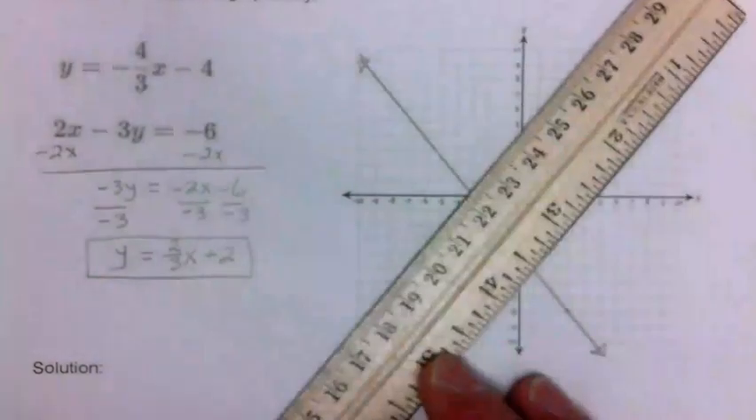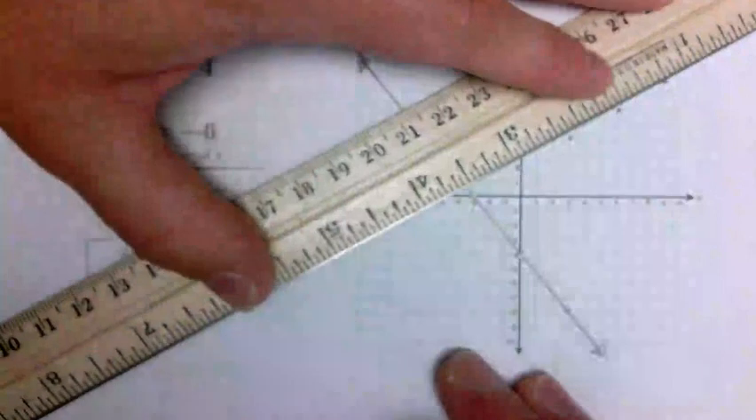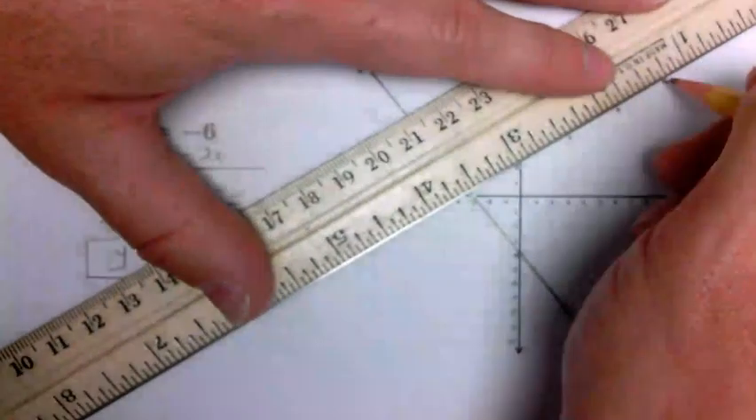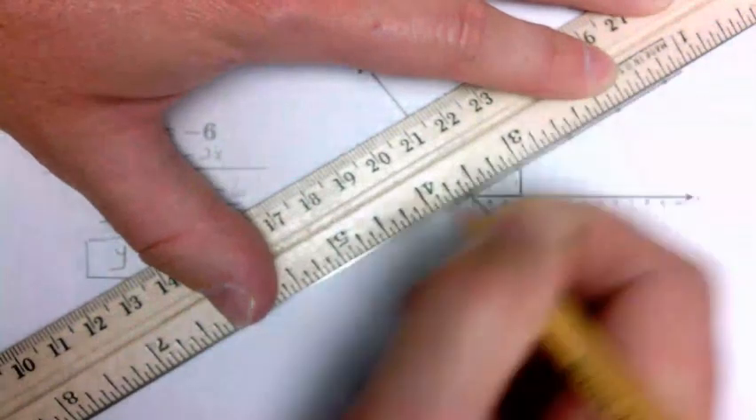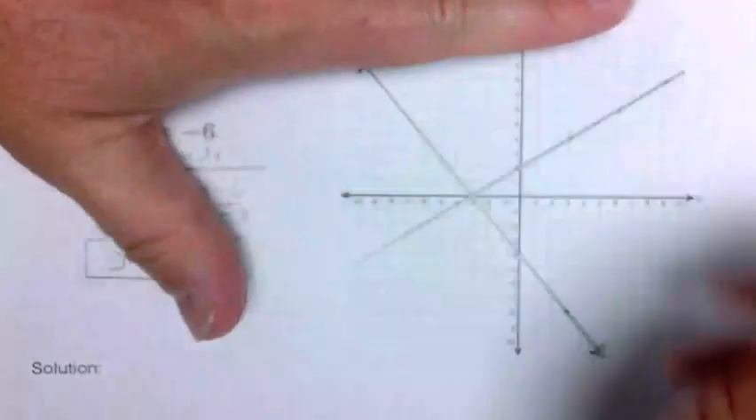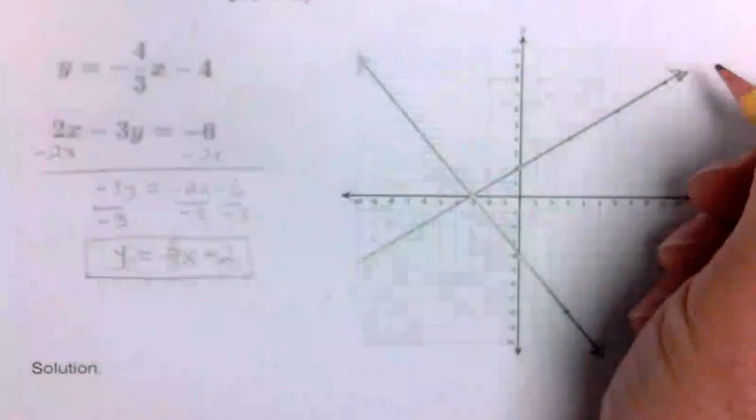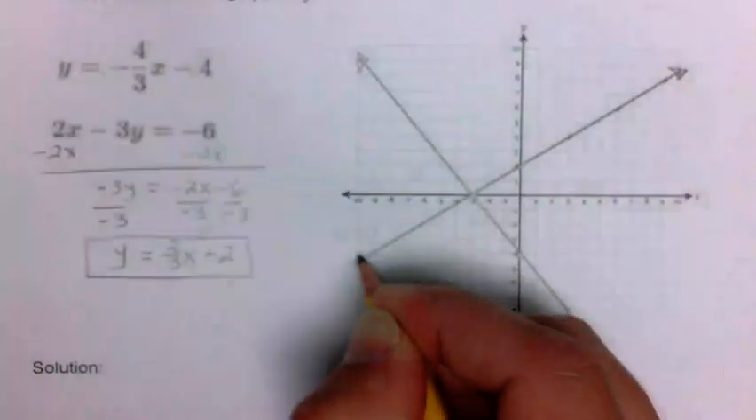Use the ruler. Make sure I don't hit my camera again. And when we connect these points, we get this nice line here. And again, put the arrows on the ends. And now I will label.